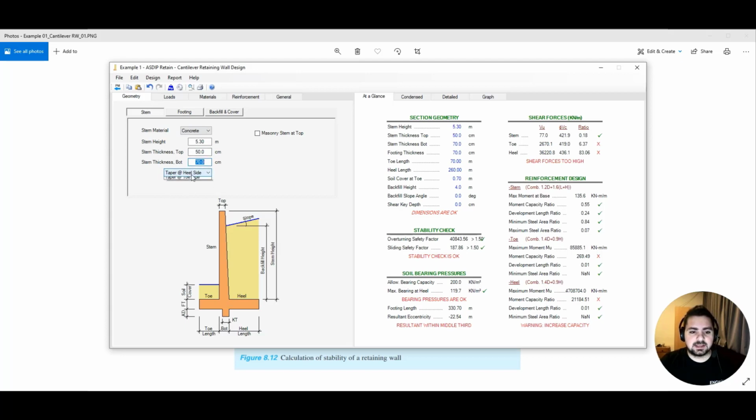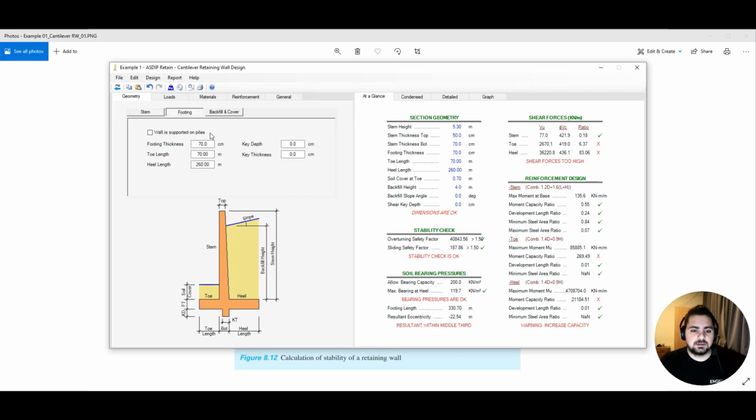Now, taper at heel side or tapered at toe side. This means we can see here that my stem has variable thickness. So what this is asking is whether this variable thickness is moving towards the heel side or towards the toe side. In this image here, we can see that our taper is at heel side because you can see that it's moving this way. And this is what we usually go for because we try to cover our tapering by hiding it with our backfill soil. So we usually taper it at heel side.